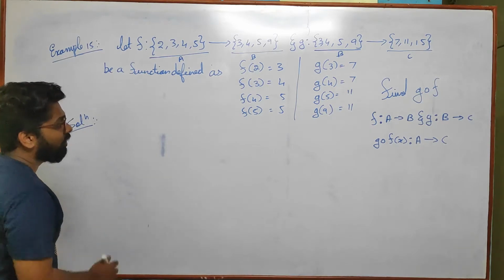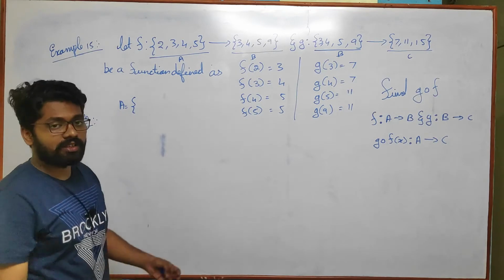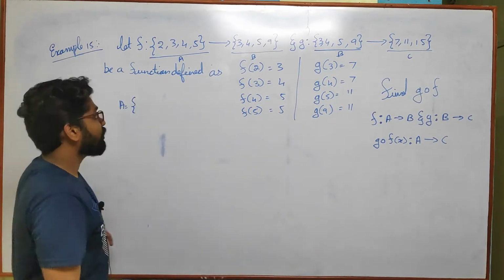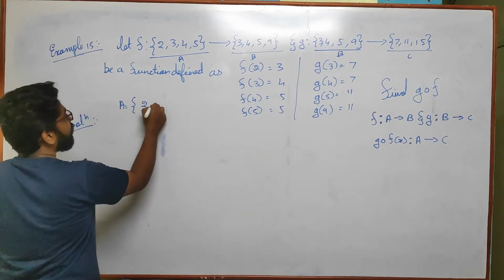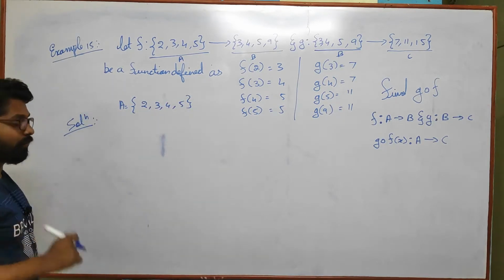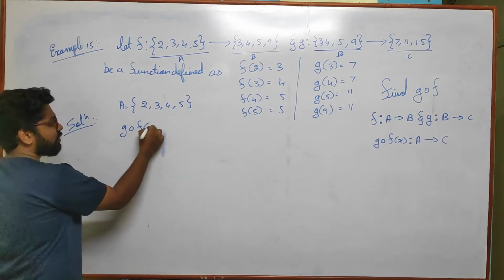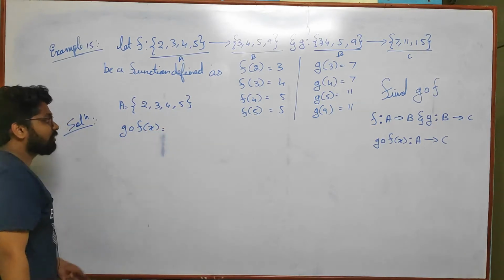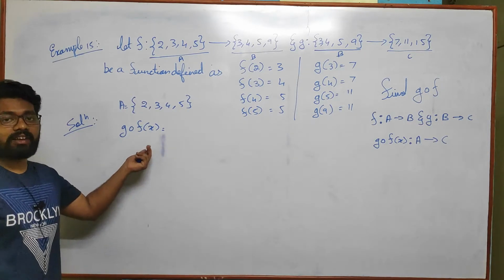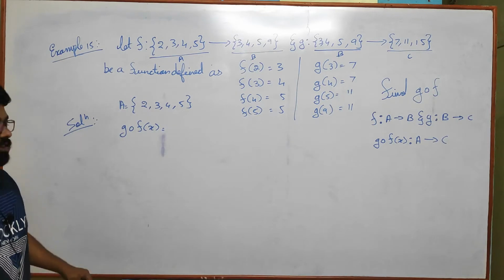Now whenever you are substituting in the function, you substitute the values which come in the domain itself. So our domain here is 2, 3, 4 and 5 for the function gof. Now we are asked to find gof(x). If you wonder what values of x we are going to take, it is nothing but all the elements in the set A.